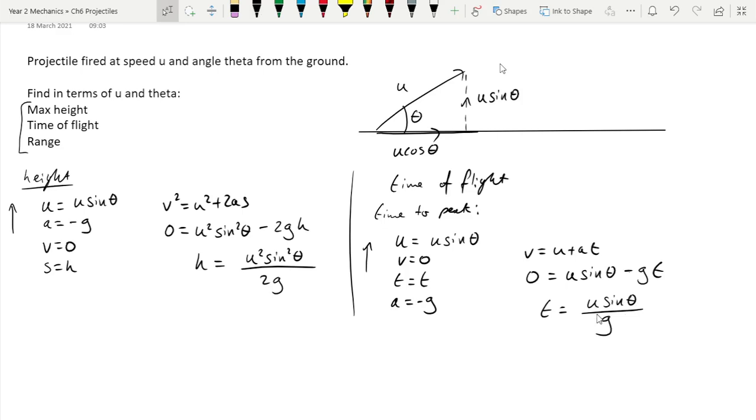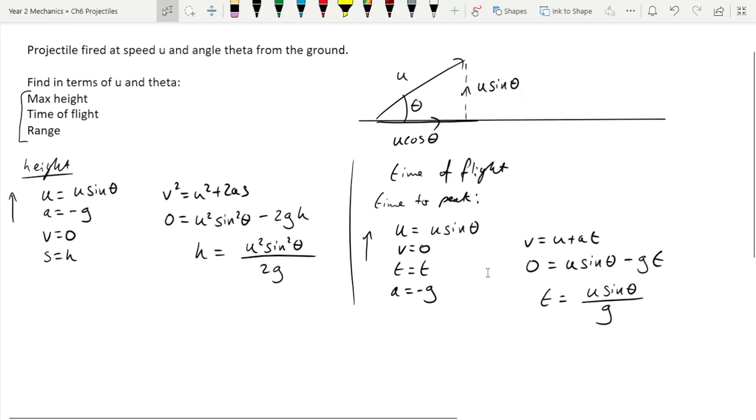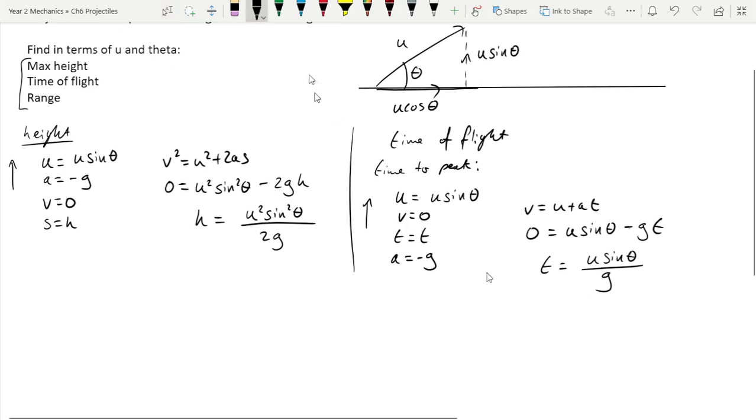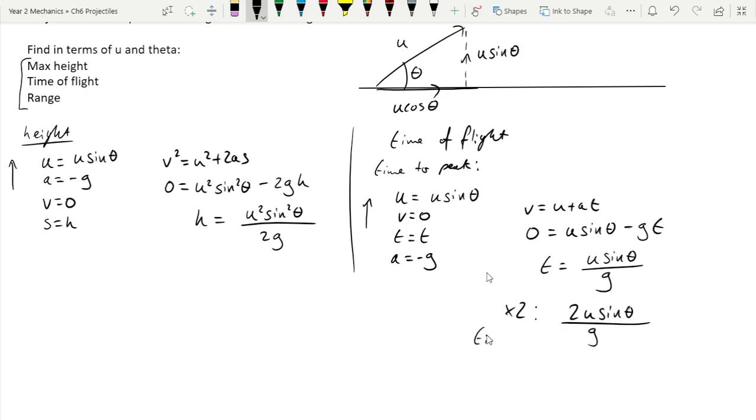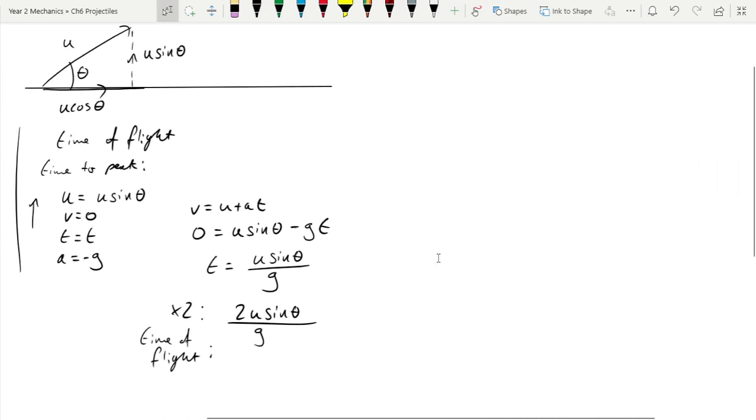You could still get this result from doing it using displacement equals 0. You would end up with the same answer for t. But that way is probably a bit easier here. So we need to times that by 2, and we would then get 2u sine theta over g. Because this was the time to the top, so times it by 2, the time of flight for the whole trip is going to be 2u sine theta over g. Let's just show how to do it the other way as well.